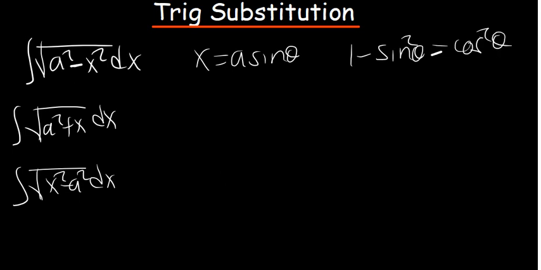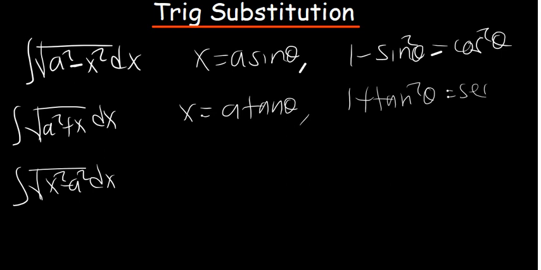Okay, for the second one, where there is x, we are going to be replacing it with a tan theta, not tan squared, sorry, but just tan theta. The reason for this is because we know that 1 plus tan squared theta is equal to sec squared theta.